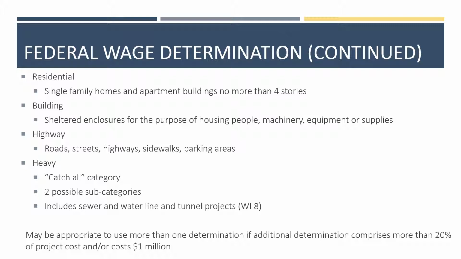Some projects do not neatly fall into one category, and it may be appropriate to use multiple determinations if the additional category or categories is substantial, particularly more than 20% of the project cost or more than $1 million.